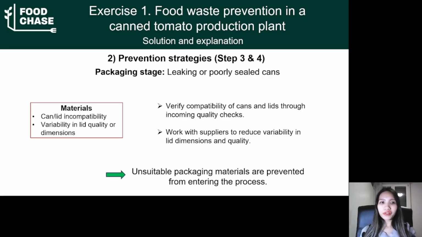For the material factor about the can or the lid, or the variability of the lid quality, we can verify compatibility of can and lid through incoming quality checks. So it means a better quality control of the packaging material. Or work with suppliers to reduce variability in dimension and quality. So with this solution, unsuitable packaging materials are prevented from entering the process.